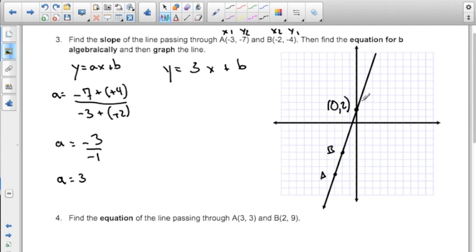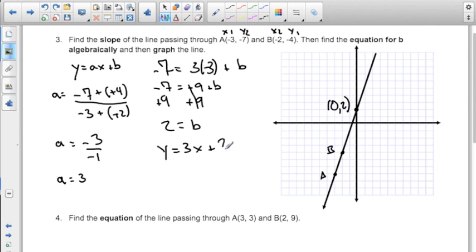But we can't be sure because sometimes our graphs are a little bit off, which is why we're going to do it algebraically. So we pick our two coordinates here. So let's just say we take A. So if -7 is our y, we're going to replace y with -7. And if -3 is our x, we're going to replace x with -3 and start to solve. 3 times -3 is -9. We need to get rid of this -9, so we'll add 9 to bring it over to the other side. Whatever we do to one side, we do to the other. These cancel each other out because -9 plus 9 equals 0. B just equals 2. So now we can say y equals 3x plus 2.